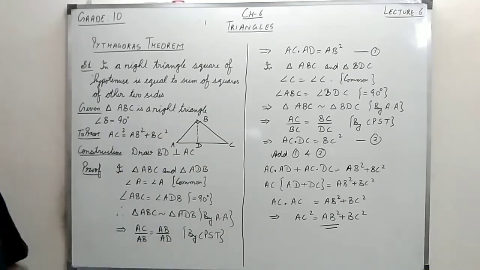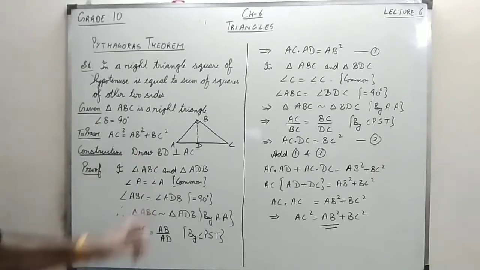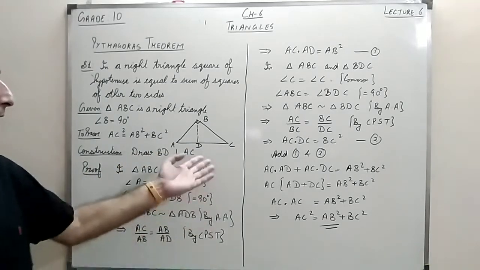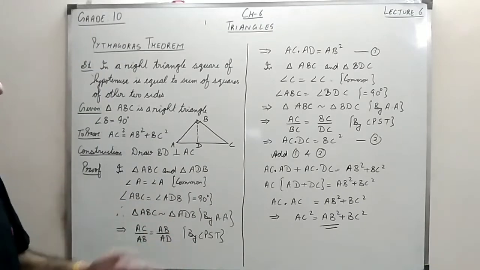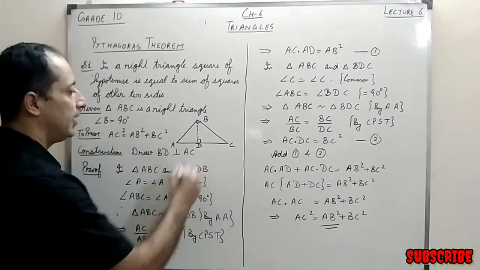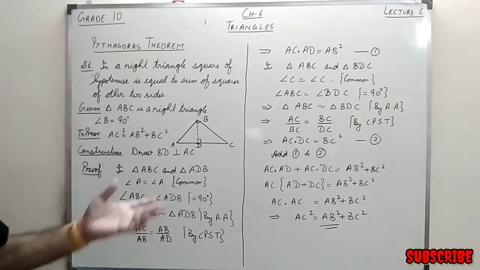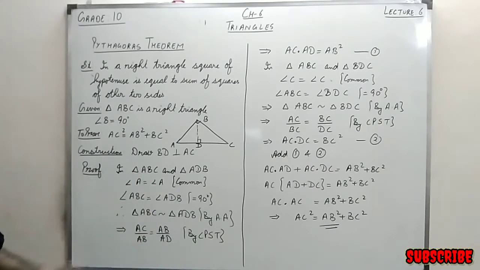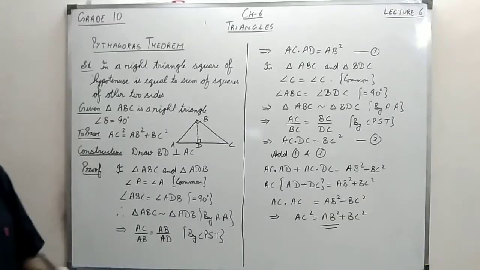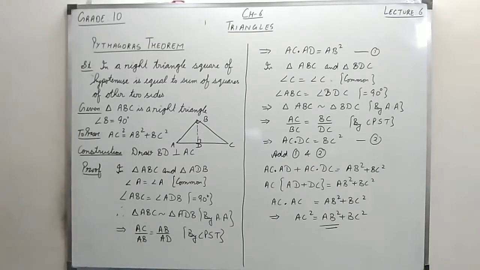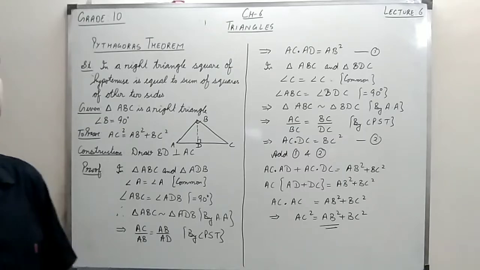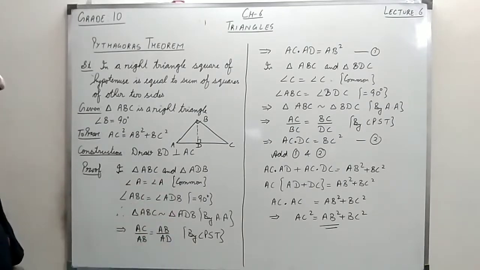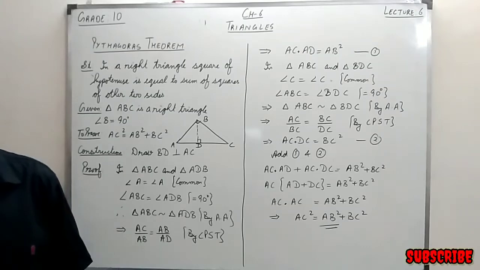Now I take the other triangle, that is BDC. So in triangle ABC and triangle BDC, it's quite clear angle C is common, and angle ABC is equal to angle BDC, equal to 90 degrees, because BD is basically a perpendicular. So now triangle ABC is similar to triangle BDC. Again, if two angles are equal, the triangles are similar. When the triangles are similar, the ratios of the sides are equal. So we have AC by BC is equal to BC by DC. Cross multiply, we get AC into DC equals BC square.